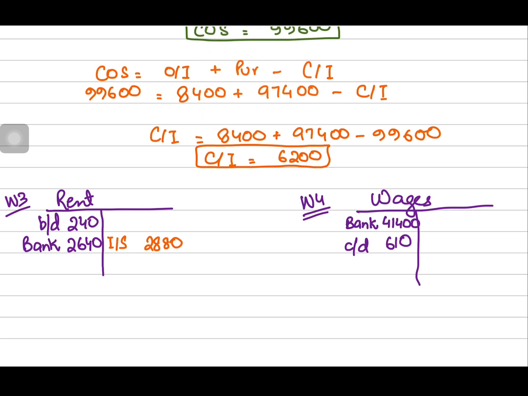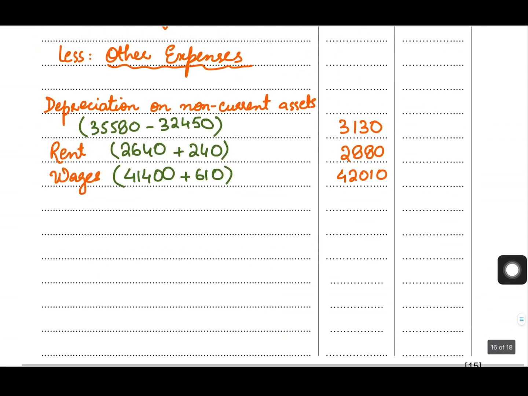So what will go in the income statement? The sum of these two figures, 42010. If there is a prepaid expense opening balance, that will also be added in the expense paid during the year. If there is a closing accrual, that will also be added to find out the figure for expense which belongs to current year, which is incurred for the current year, right? You can mention the workings as well, working numbers. This is working number 3, working number 4.